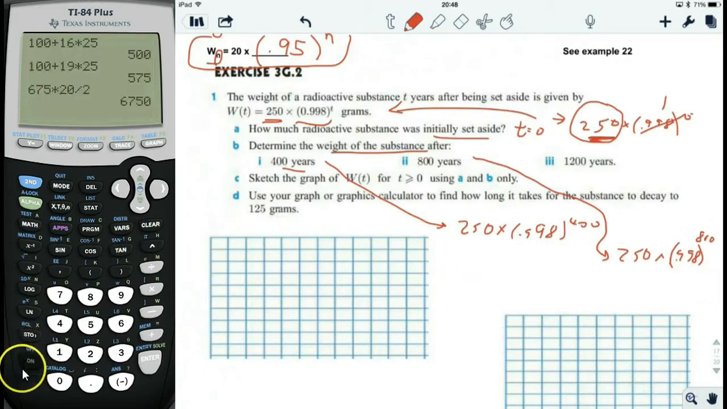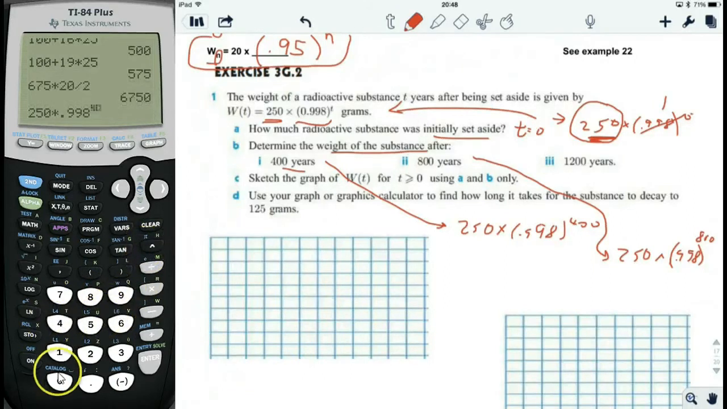First way I'm going to show you is just using the regular screen. So the 250 times 0.998 to the 400th power. We'll see what that is. It's 112.24, so we'll say that's 112.